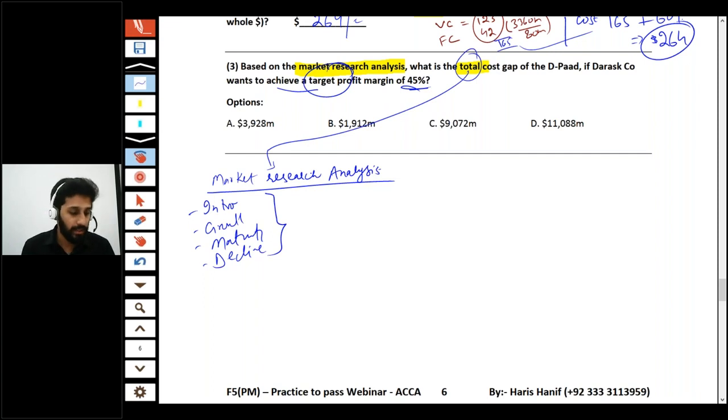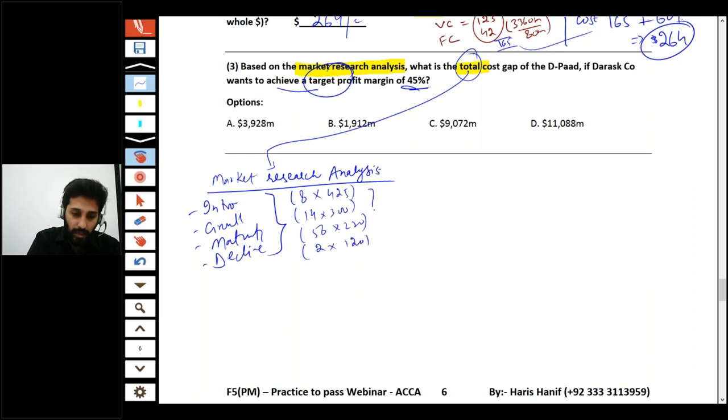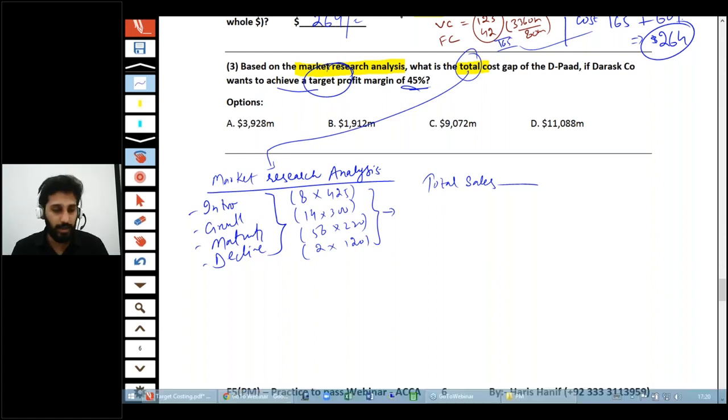You should calculate, students, the total sale, and that was 8 into 425. That was 14 into 300. That was 56 into 220, and that was 2 into 120. These are the figures, right? So I need the total sale value. Please calculate this. I'm also calculating here.